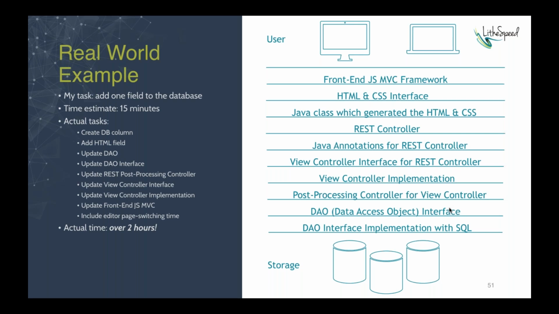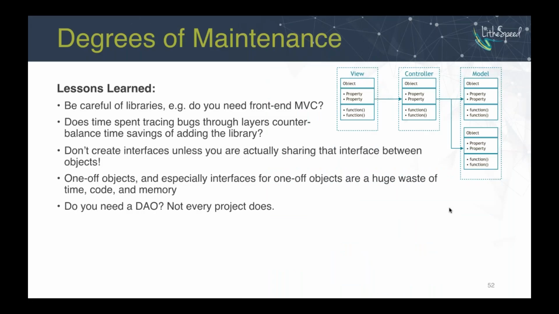And so we started realizing that the reason that our estimates were wrong, the reason it took so long to debug what should have been a really simple thing, was because we had added so many layers that the code has to pass through in order to get from the user to the database. So you can minimize your maintenance time by shrinking the number of levels or layers in your application. So a couple lessons learned here.